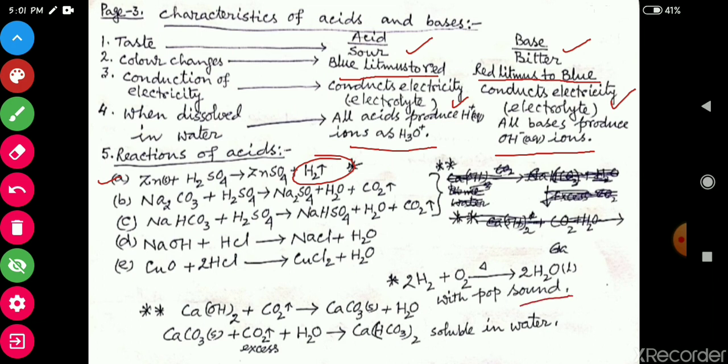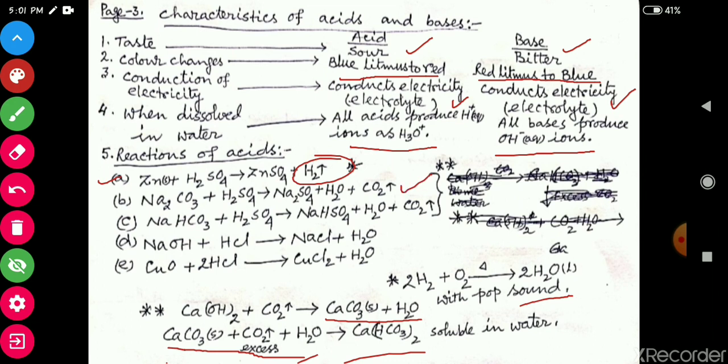Calcium hydroxide plus carbon dioxide, that is lime water, changes to milky. When carbon dioxide is passed through calcium hydroxide, it produces calcium carbonate and water. When excess carbon dioxide is passed through the calcium carbonate and water mixture, it produces calcium bicarbonate solution in water. Now, the carbon dioxide comes from sodium carbonate and sodium bicarbonate when they react with acid.